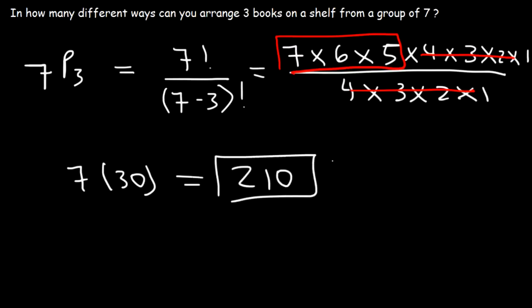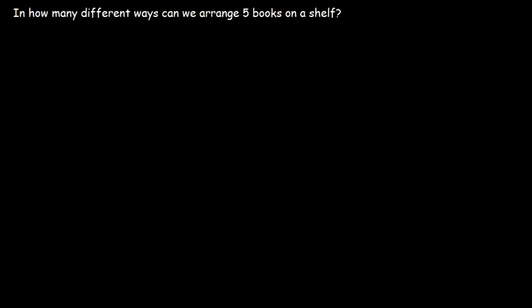This is the answer. In how many different ways can we arrange 5 books on a shelf? How is this problem different from the last problem? And is it still a permutation? Well, we're still trying to arrange books, so the order matters. It's still a permutation. But you can use the fundamental counting principle to get the answer. So we want to arrange 5 books on the shelf, right? So there's 5 positions to place the 5 books.